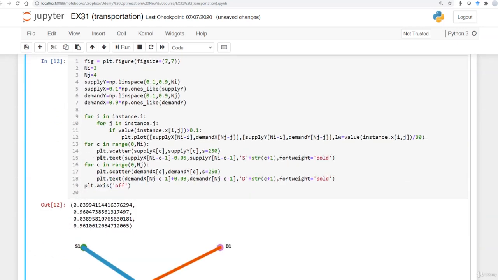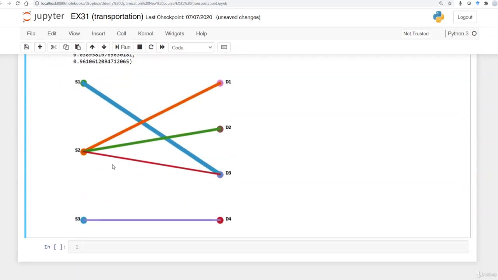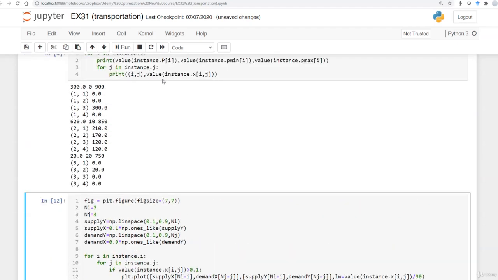You could visually show that as well. So these are the results that are visually shown. You can see the biggest transportation is between production 1 and demand 3, and the next one is between production 2 and demand 1. So if we have a look at that here, it's here. So you see the next big quantity to be transported is from production 2 to demand number 1.